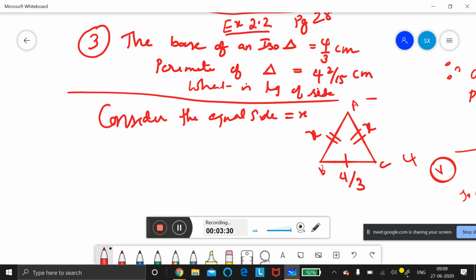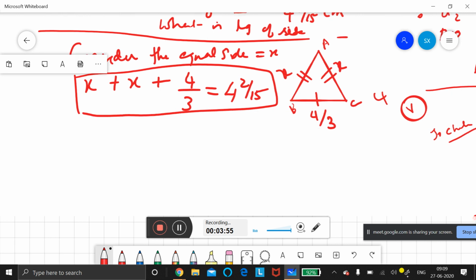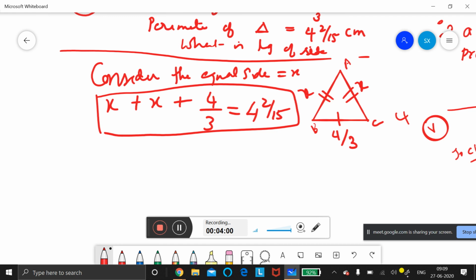AB plus BC plus CA. Sum of all the sides. So perimeter is x plus this third side 4 by 3, equal to 4 2 by 15. According to the clue, they will give one clue in the question. Keeping the clue, you should make a linear equation. From the question, perimeter is 4 2 by 15 means x plus 4 by 3 is equal to 4 2 by 15.